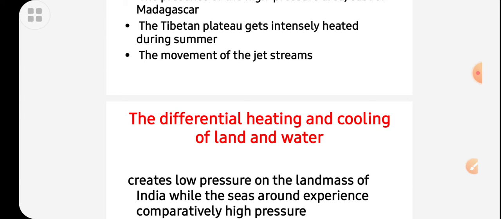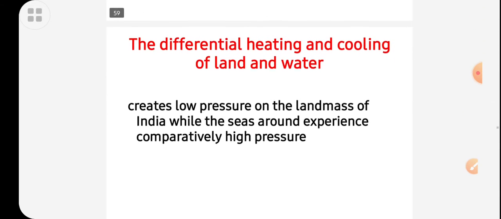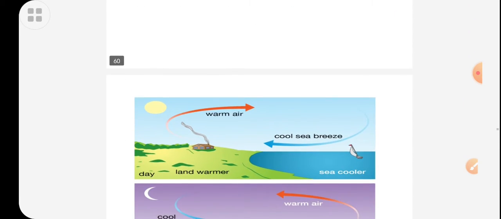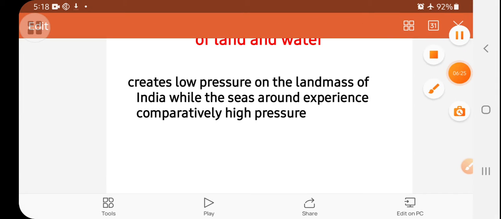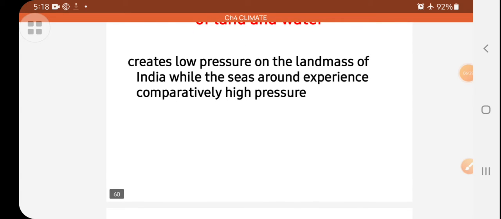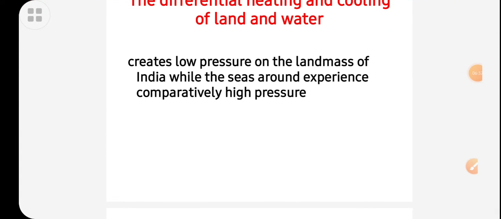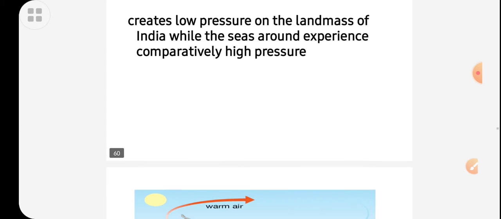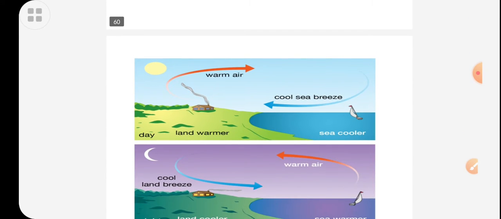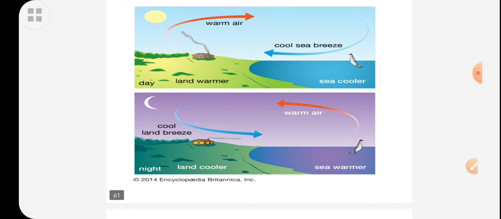The intertropical zone, according to NCERT, we have seen shifts from the equator to the northern part of India. The differential of cooling and heating, the detail is given with the diagram which I explained to you. So hope you understand the statement and diagram. It creates low pressure on the Indian landmass, while the seas around experience comparatively high pressure. Here you can see the diagram.